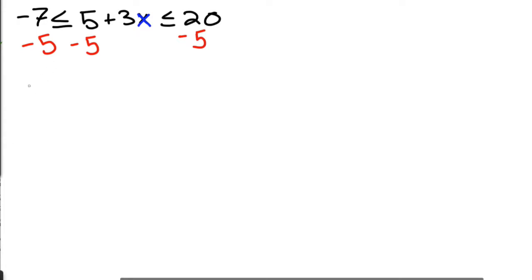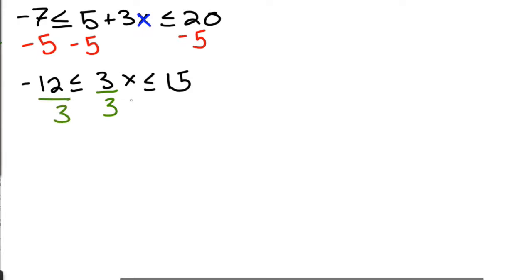So then what you end up with is negative 12 is less than or equal to 3x, which is then less than or equal to 15. Okay, now to move the 3 over, since it's multiplying, you're going to divide by 3 on the left and the right side. And so now you end up with x less than or equal to 15 over 3, which is 5, but greater than or equal to negative 4.